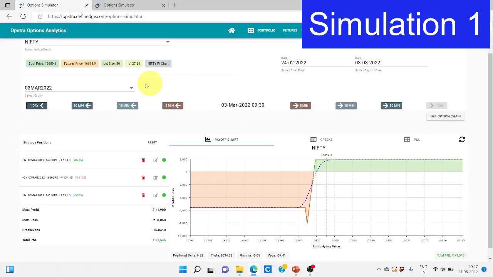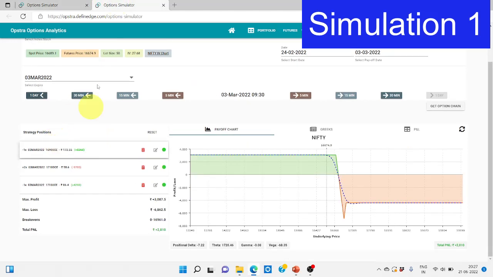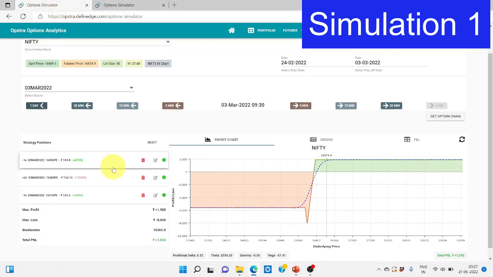Here the market started somewhere around 16,650, so 250 points away it was 16,400 on one side and 16,900 on the other. When the market is range bound, we will end in profit. In this case, as the market stayed in the in-between zone and did not move in any direction, we are in profit on both sides.